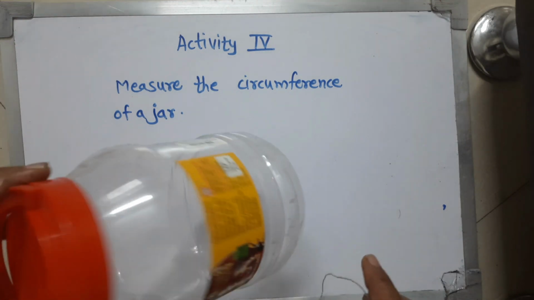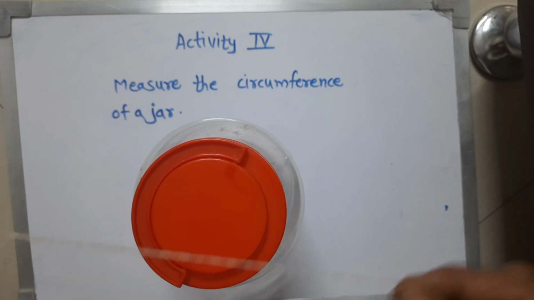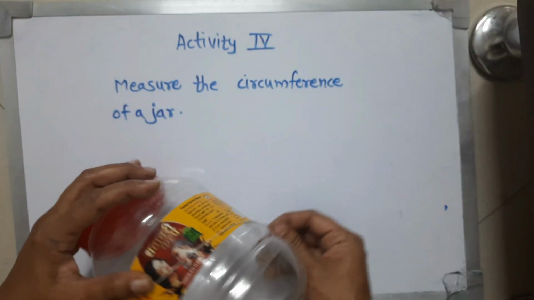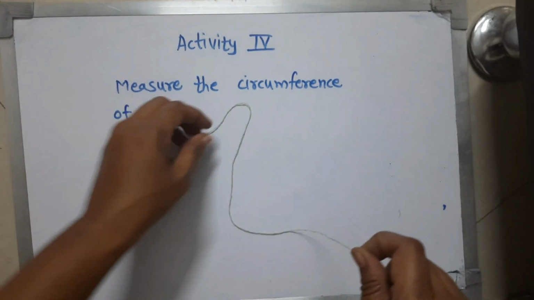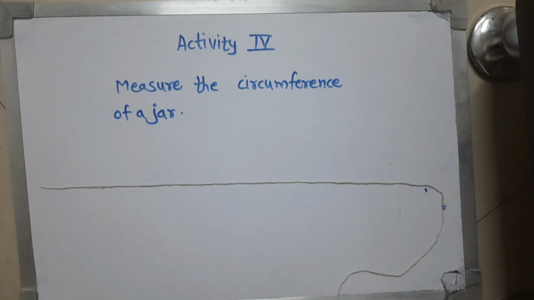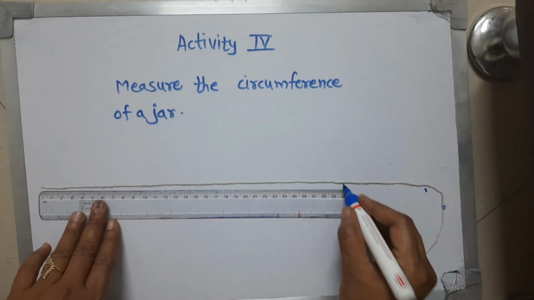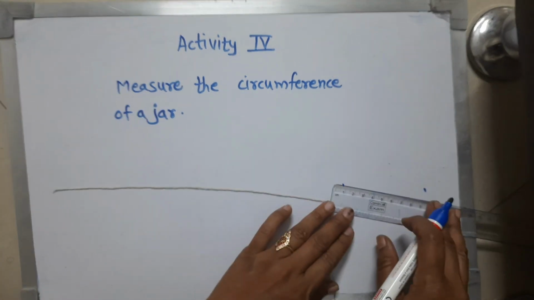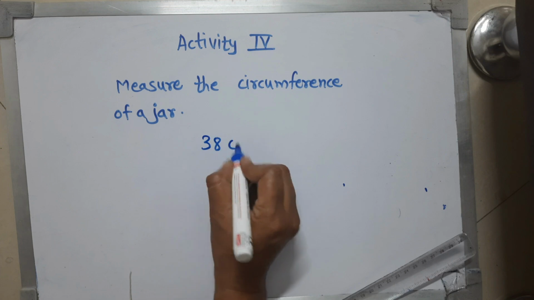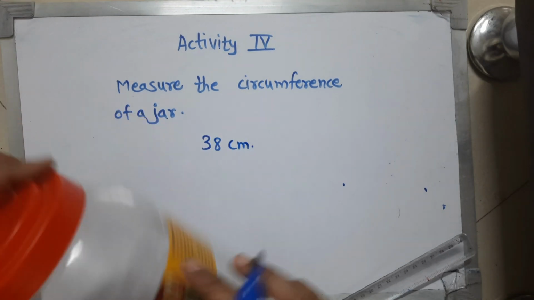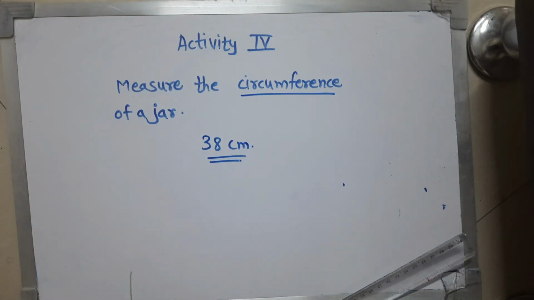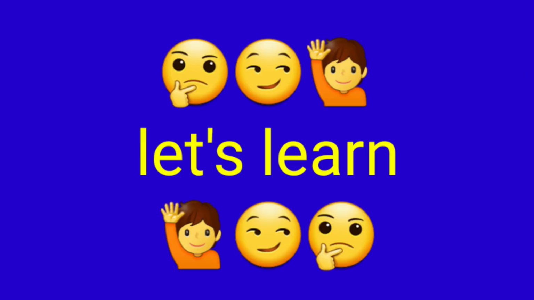Activity: measure the circumference of a jar. I take a jar and use thread for measurement of the circumference of the jar. I use scale for measurement of the thread: 38 cm. In this way, we learn how to measure the circumference.